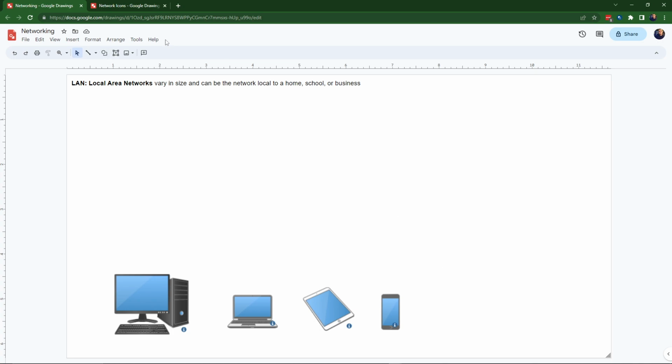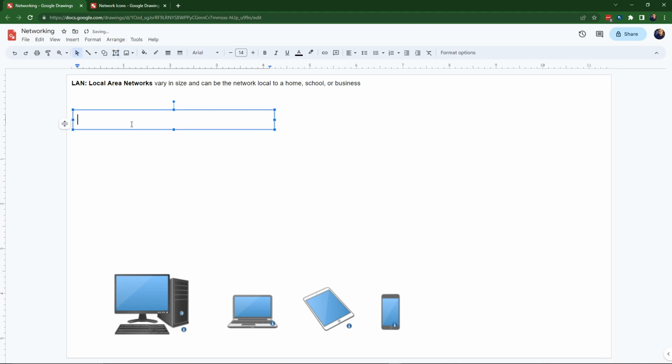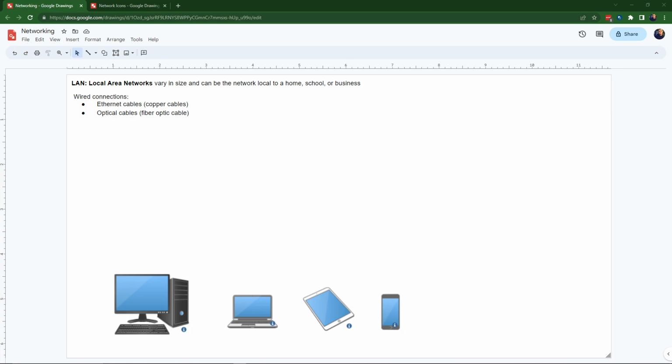Well, there are two ways. There are wired and wireless options, and they're usually going to go together. So there are two types of wires. Wired connections. In my wired connections, we have Ethernet cables, which are copper cables, and then we have something called optical cables.